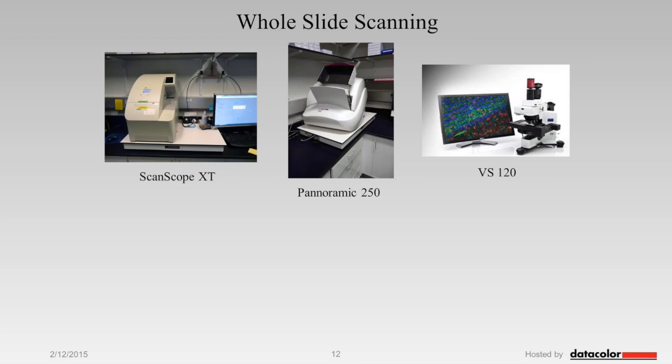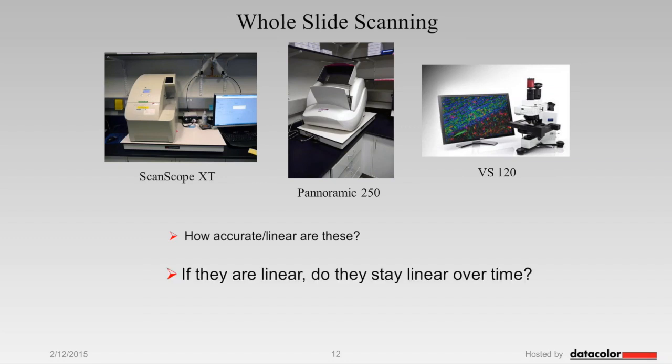So the thing that really keeps me up at night is how accurate and linear are these really? And even if they are linear the day you receive them and they're set up in your lab, do they really stay linear over time, or do they deteriorate? Or if the optics goes out of whack, how do you know? You really don't check that every day. So the question is, how can we find this out?